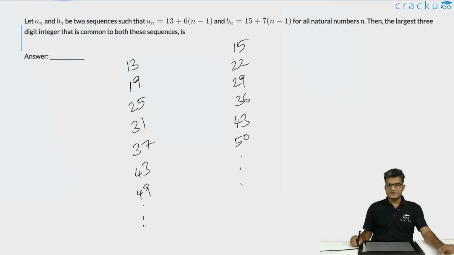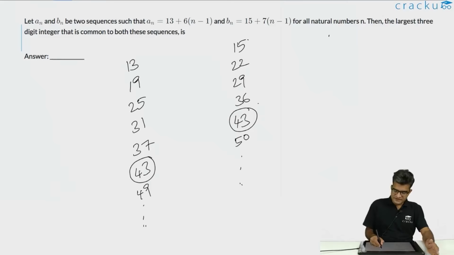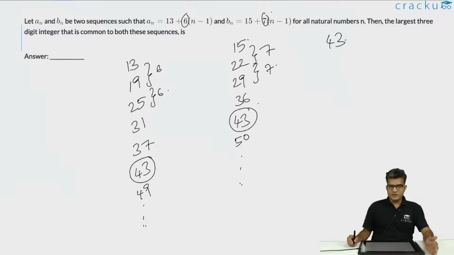In order to figure out the terms which are common to both the sequences, we have to first identify the first common term. In this case, the first common term is 43. And the common terms also form an arithmetic progression where the first term is 43 and the common difference is the least common multiple of 6 and 7. Because here the common difference is 6, and here the common difference is 7. So the common difference of the common terms will be 42.